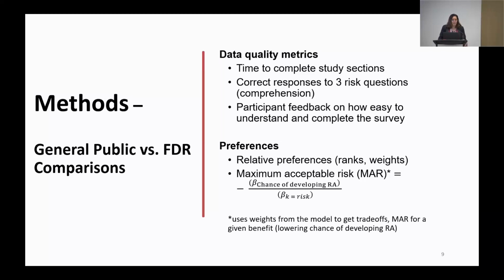Preferences themselves come out of the model by looking at the model parameters. And then to get the maximum acceptable risks, which I'm going to spend a little bit of time on in the results, you actually do ratios of the parameters. There's a lot I'm not going to talk about with regard to, do you assume linearity or not? Do you do effects coding? There's a lot underpinning the model itself, but maximum acceptable risk allows us to know the maximum acceptable risk of a severe adverse event in exchange for a certain efficacy improvement.